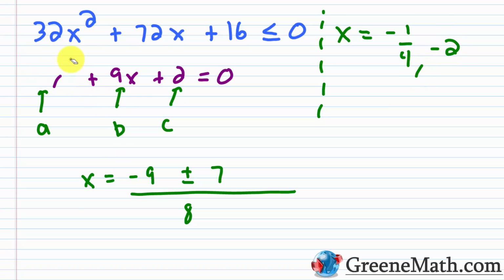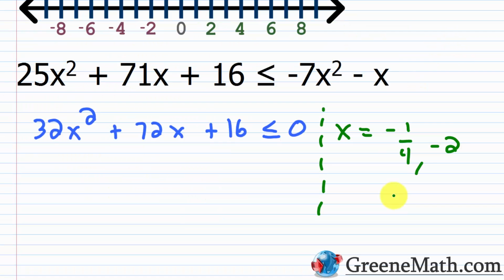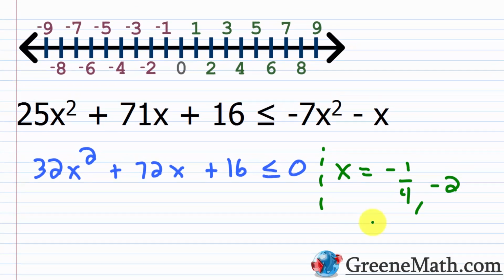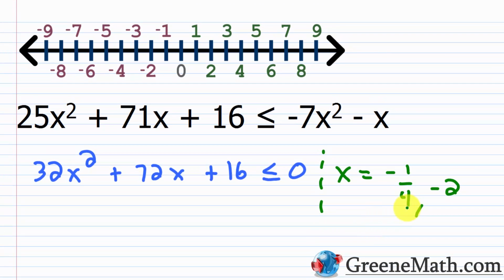All right, so let's erase all this. We don't need this anymore. So we can see our two critical values or boundaries are negative 1/4 and negative 2. So at negative 2, I could draw a vertical line there. And then negative 1/4, we don't have a notch for it, but let's say it's about right there. So I'm just going to label this as negative 1/4. And let's put a vertical line there as well.